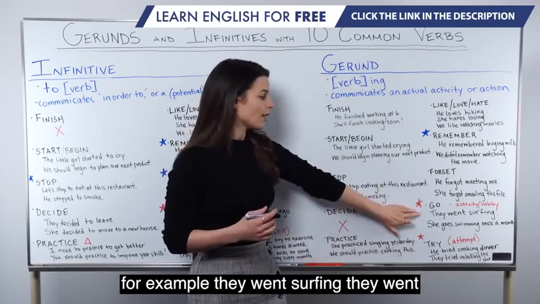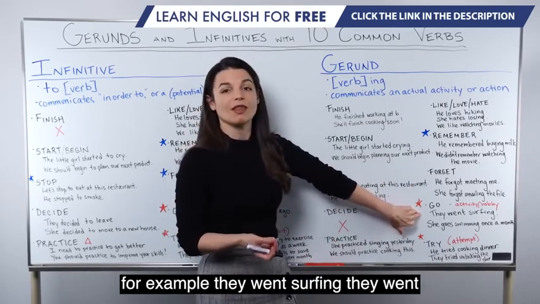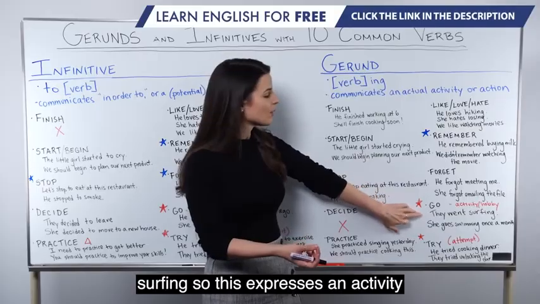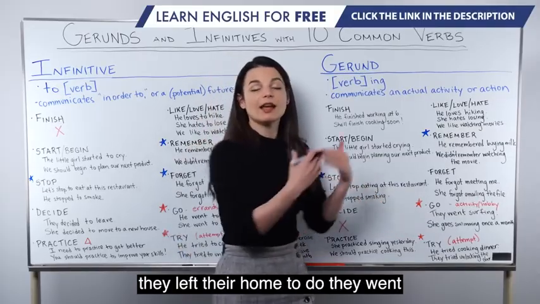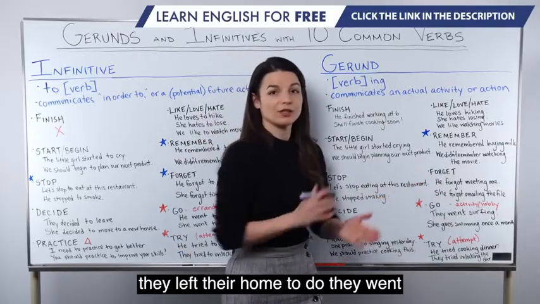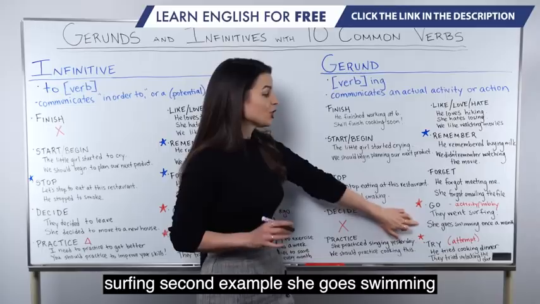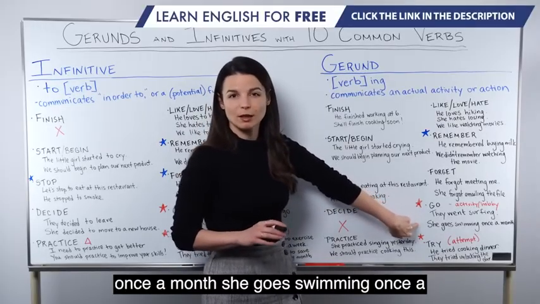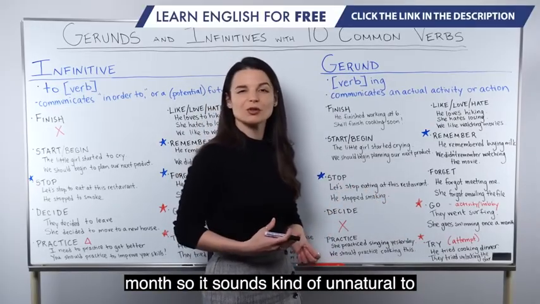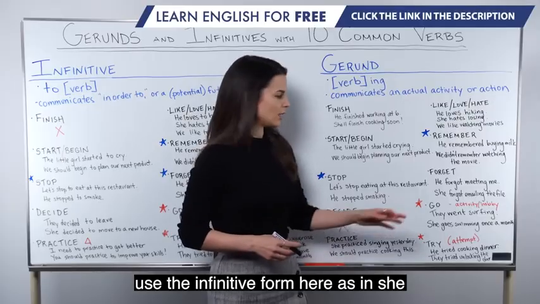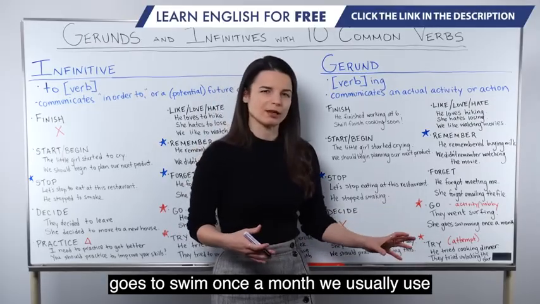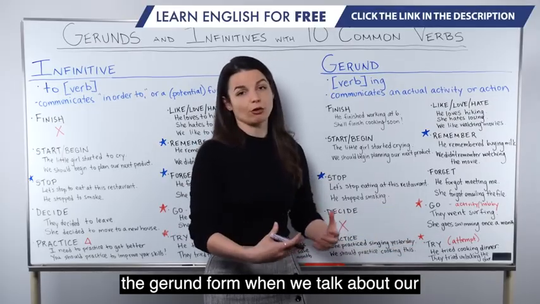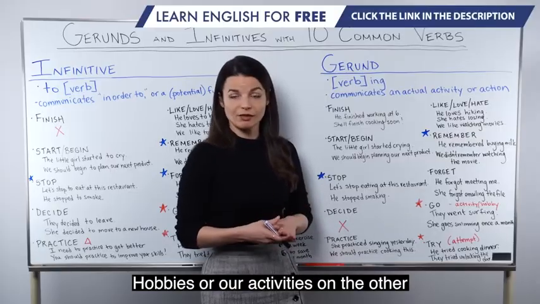For example, they went surfing. They went surfing. So this expresses an activity they left their home to do. Second example, she goes swimming once a month. She goes swimming once a month. So it sounds kind of unnatural to use the infinitive form here, as in she goes to swim once a month. We usually use the gerund form when we talk about our hobbies or our activities.